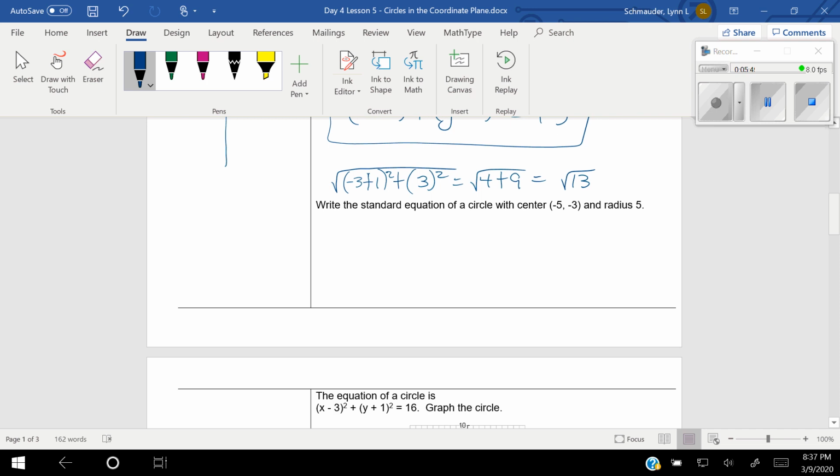And let's see, what's our next problem? Write the standard equation of a circle with the center of negative 5, negative 3, and a radius of 5. So h is negative 5, k is negative 3. So x minus negative 5 is x plus 5 squared. Y minus negative 3 is y plus 3 squared. And the radius is 5, so r squared is 25. Oh, that's an easy one.